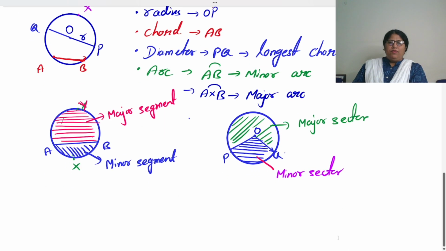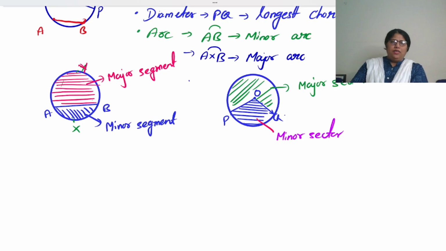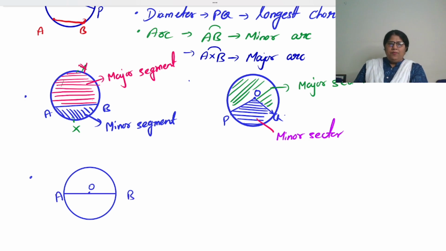Other than that, sometimes you must have heard about semicircle. What is the meaning of semicircle? If I take a circle, you get a semicircle when the circle is divided by a diameter. Here OAB is a diameter. So this is the area enclosed, right? Both sides there are equal arcs, whether you take above or below. So this is known as a semicircle. Right? So these are the basics.